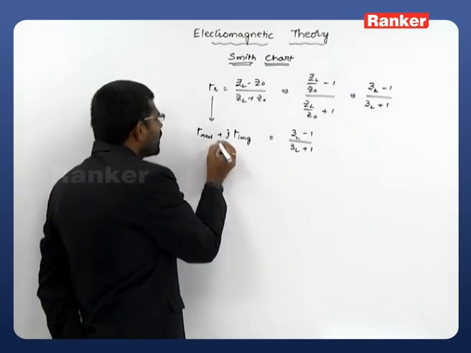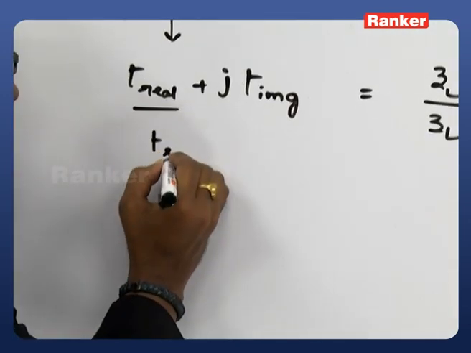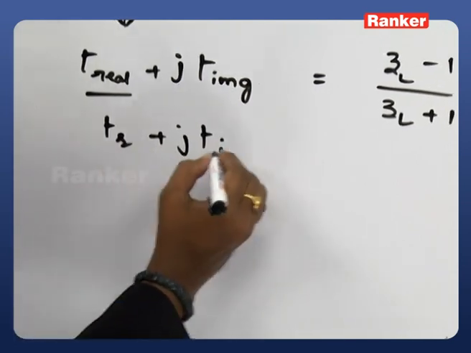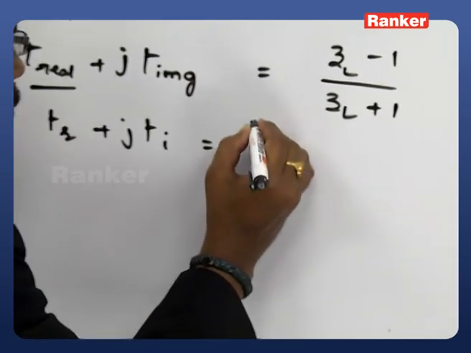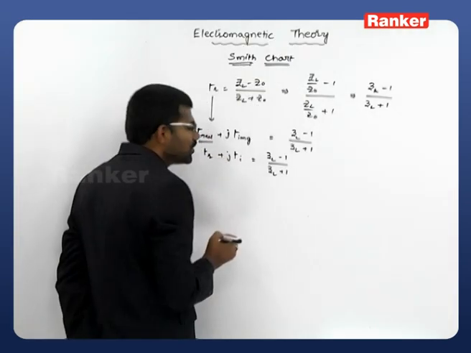Now for this gamma real and gamma imaginary, I will once again write this as gamma R plus j gamma I. Here R stands for real, I stands for imaginary, which is equal to zL minus 1 divided by zL plus 1.